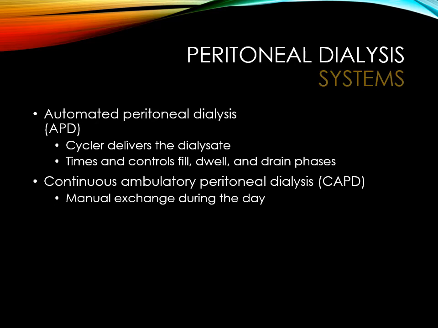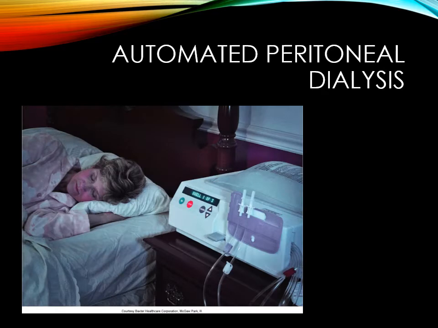Another option is CAPD, or continuous ambulatory peritoneal dialysis. Using this method, exchanges are carried out manually with 2 to 3 liters of peritoneal dialysate 4 times daily, with dwell times averaging 4 hours. A common schedule includes exchanges at 7 a.m., 12 noon, 5 p.m., and 10 p.m. This slide is just a picture of the cycler and what it looks like in relation to the patient.